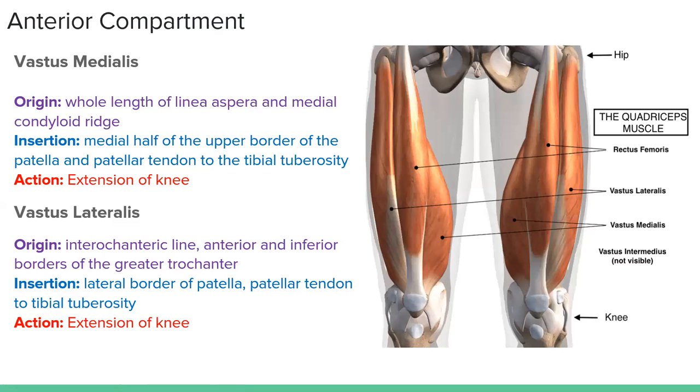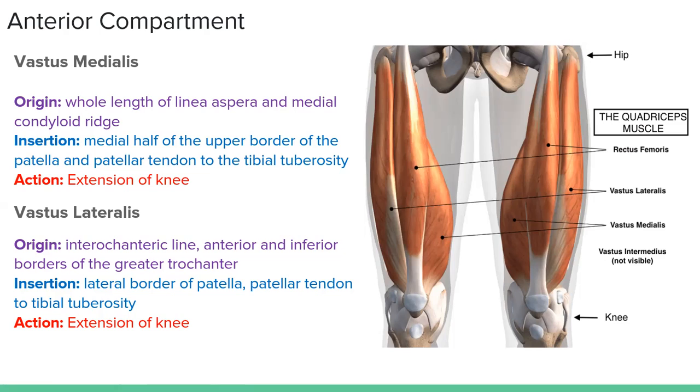So in the anterior compartment, first looking at the vastus medialis, the origin is the whole length of the linea aspera that we're looking at on the femur there, and then the medial condyle ridge. And then the insertion is the medial half of the upper border of the patella and patellar tendon to the tibial tuberosity. And the action is the extension of the knee, and actually all but the rectus femoris, these quadricep muscles are all going to be extension of the knee.